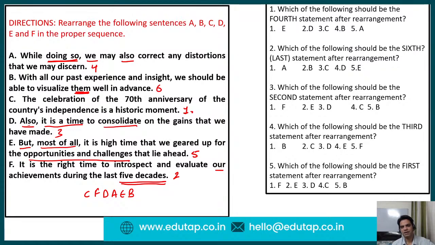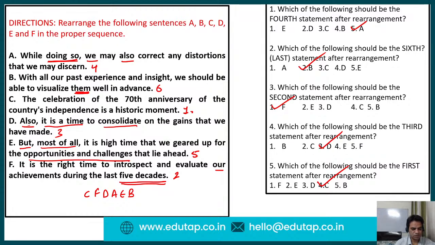So now you have 5 marks. What should be the fourth sentence? A. Last sentence, B. Second sentence, F. Third sentence, D. First sentence, C.